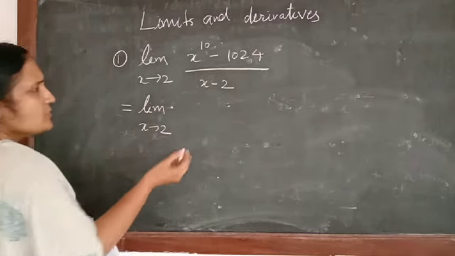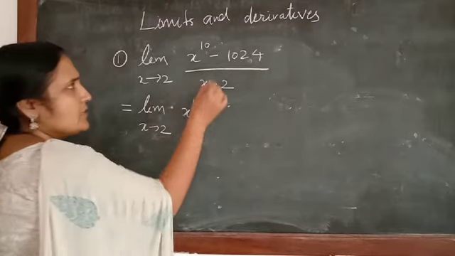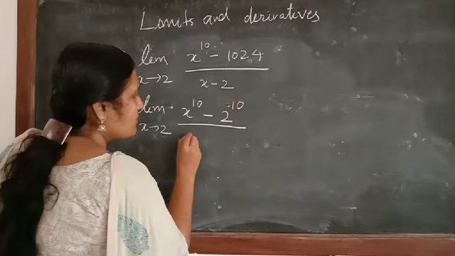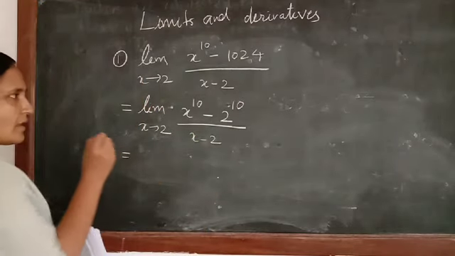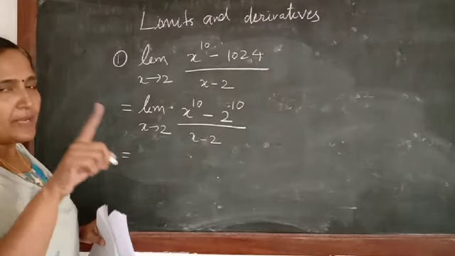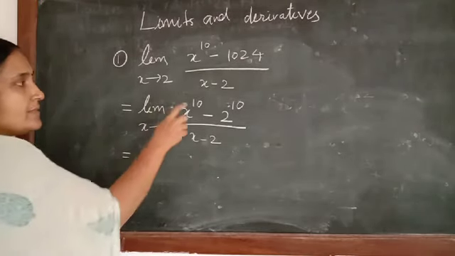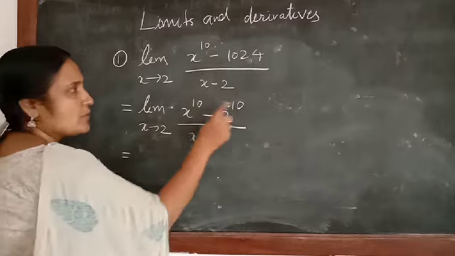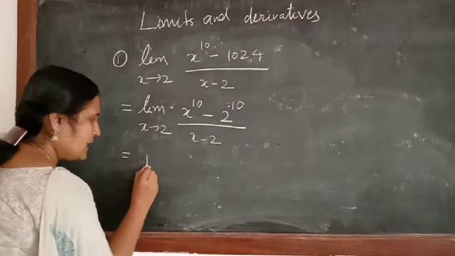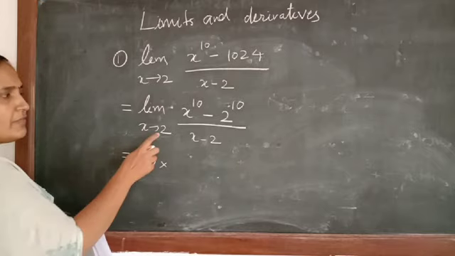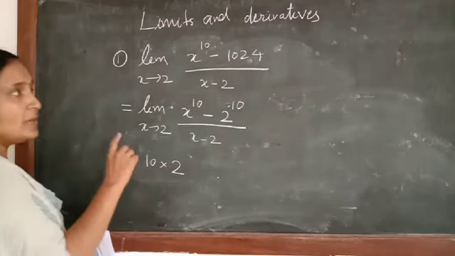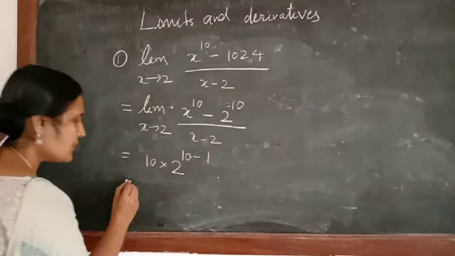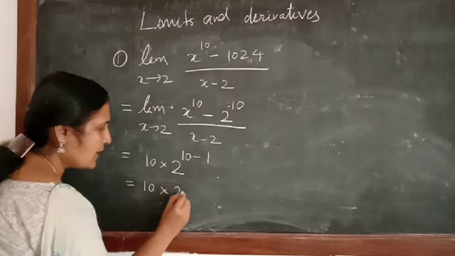1024 is 2 raised to 10 only. Yes, correct. 1024, if you do the factorization, we will get 2 raised to 10, by x minus 2. Now, our formula is n into a raised to n minus 1. N means the power in the numerator, that is the value of n, because both the powers should be equal. So 10 into a raised to, in place of a what do we have? 2. 2 raised to n minus 1. So 2 raised to 10 minus 1. So we will get here 10 into 2 raised to 9.